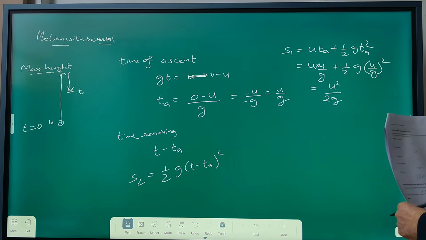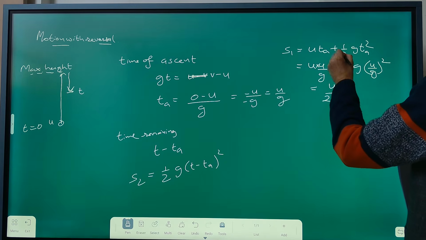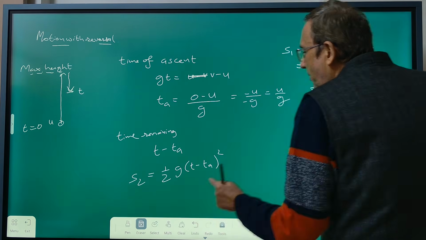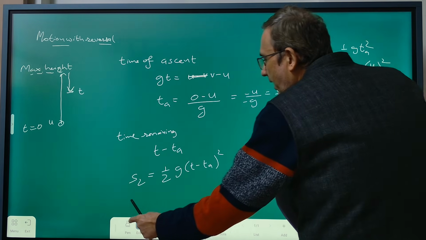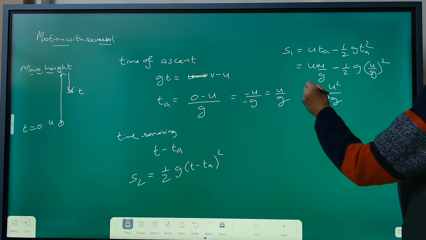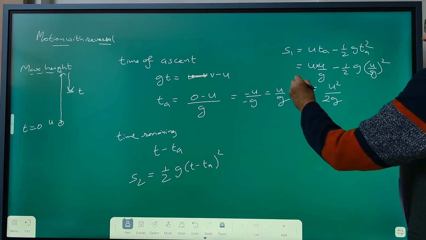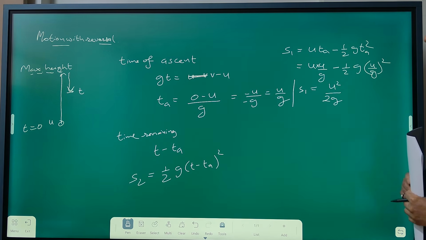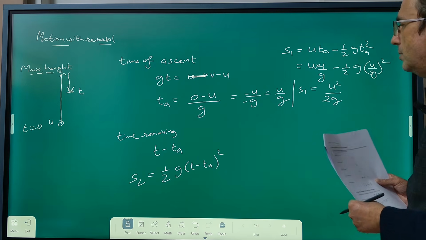So it is like this. Of course, there is a minus sign here, not a plus sign, because g is negative. So I have made a mistake here. There is a minus sign here because g is negative in the downward direction. So that is how you will get S1 as u square by 2g.